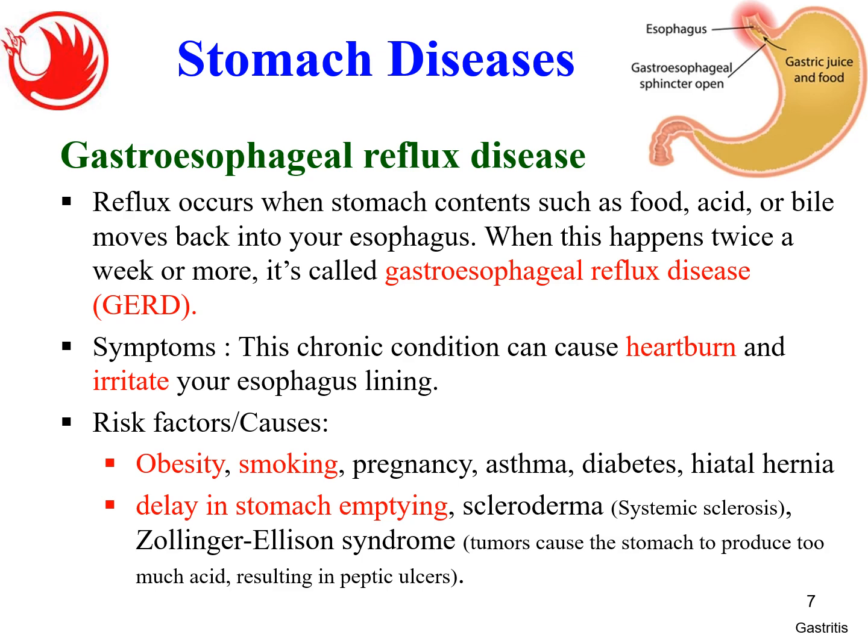Another one is Zollinger-Ellison syndrome, meaning that a tumor causes the stomach to produce too much acid, resulting in peptic ulcers.